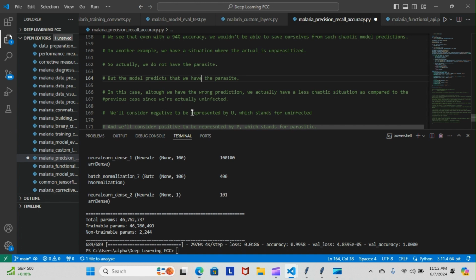We'll consider negative to be represented by U, which stands for unaffected, and we'll consider positive to be represented by P, which stands for parasitic. Now, that's where I left it so far. Like I said, this is a brand new module we just started, the malaria precision, recall, and accuracy module. So yeah, I'm going to leave it there for now.